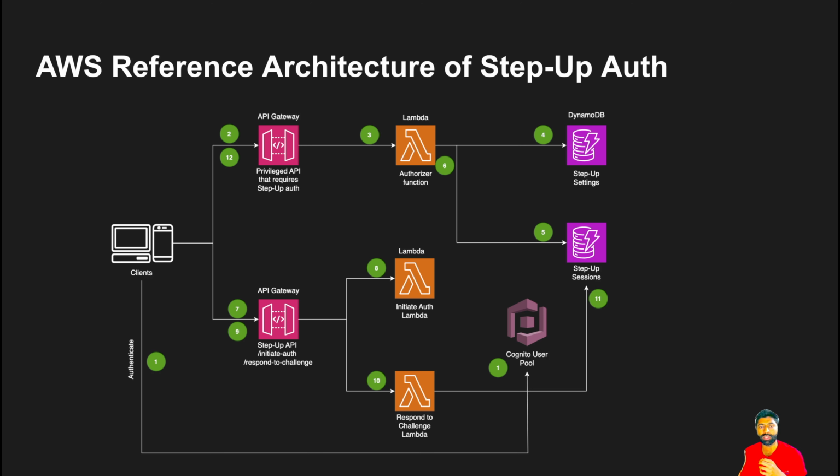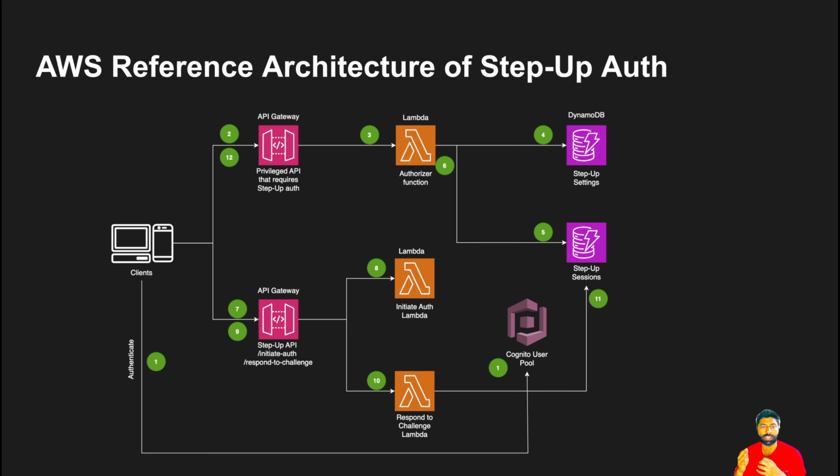In step 8, this call is forwarded to a Lambda function that will initiate the step-up action with the end user. The function first calls the Amazon Cognito API action getUser to find out the user's MFA settings, and depending on the MFA type, the function uses different Amazon Cognito API operations to start the MFA challenge.